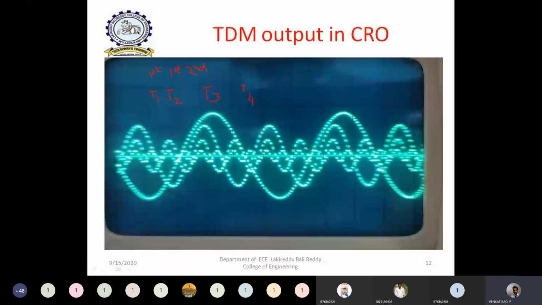Then after these four time instants, the process will be repeated. At the next time instant, t5, the second sample of the first signal will be transmitted. After time instant t6, the second sample of the second signal will be transmitted. That means during the first four time instants, all the first samples are transmitted. During the next four time instants, the second samples of all four signals are transmitted, like that. This particular time duration is generally called a frame. During one frame, all the first samples are transmitted. During the next frame, all the second samples of the signals are transmitted, and so on.